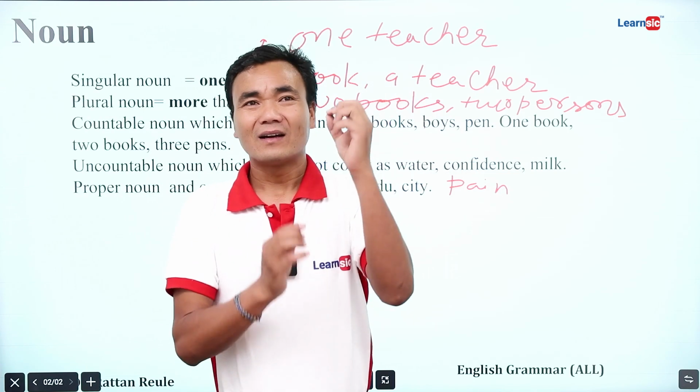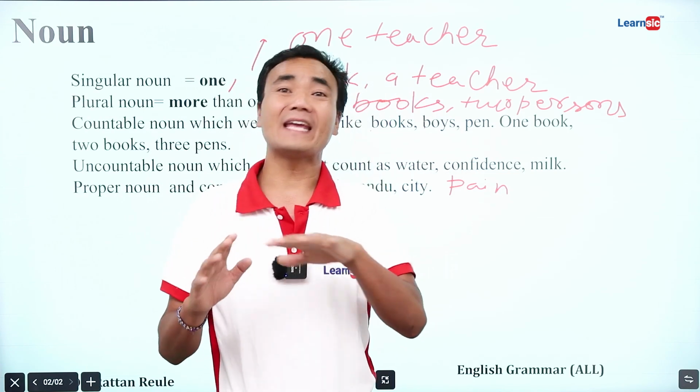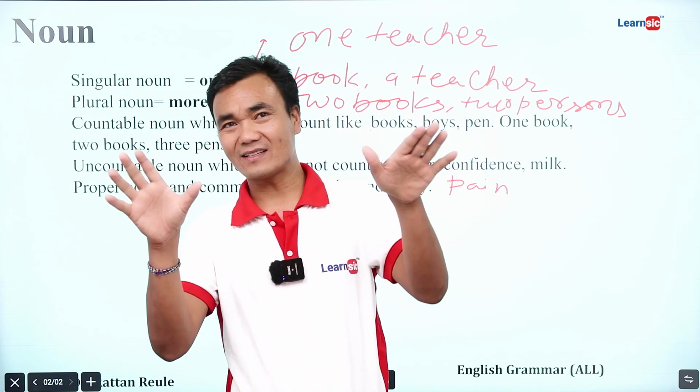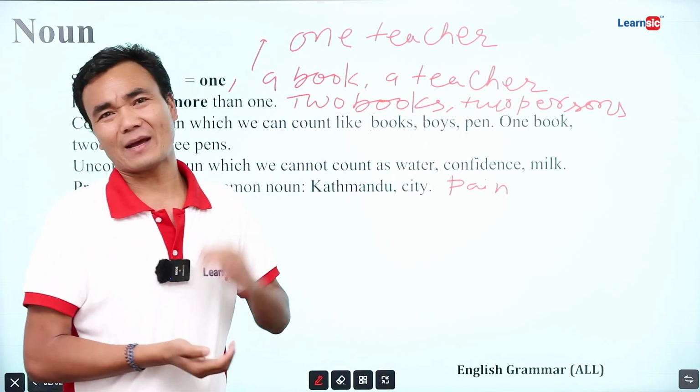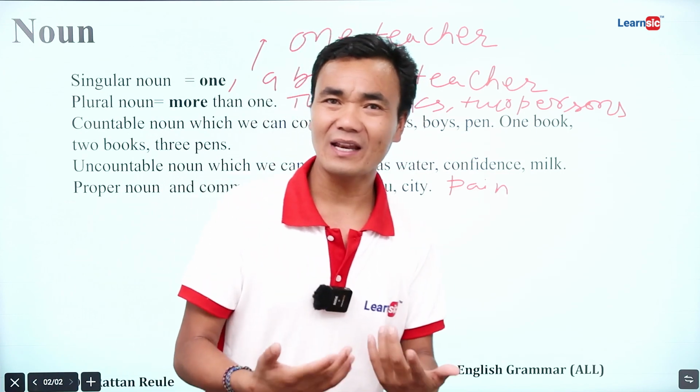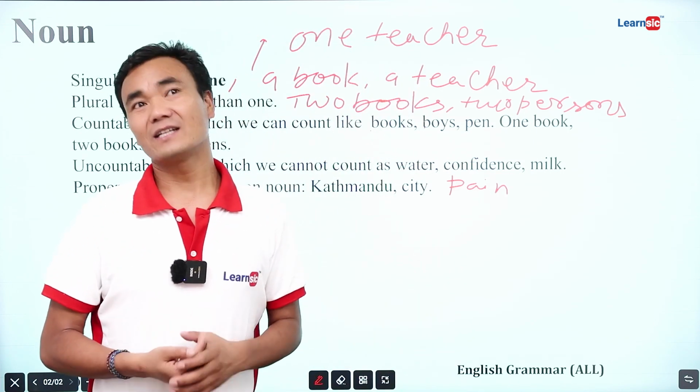After knowing that noun means all the names, there are two categories of noun. Singular is only for one, and more than one noun we call plural.